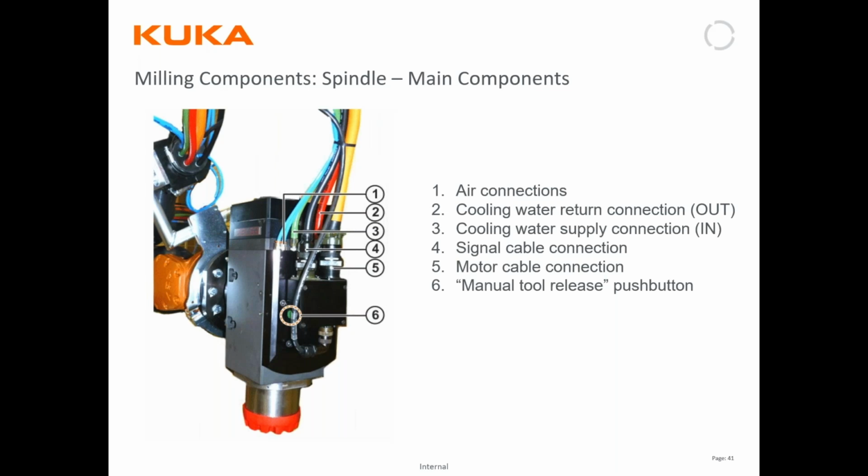Here is the image of the spindle, where the main components are like air connections. You get the cooling water return connection, the supply connection, signal connections, motor cable connections, and also a manual tool release push button.